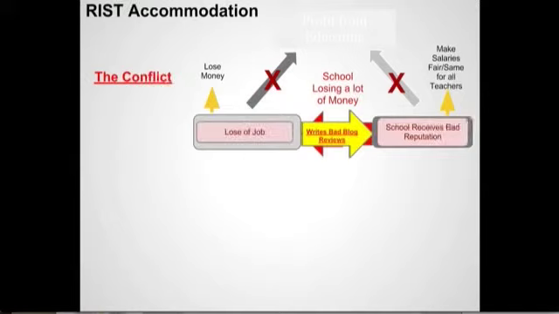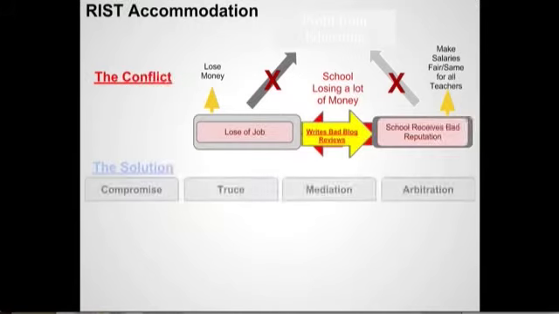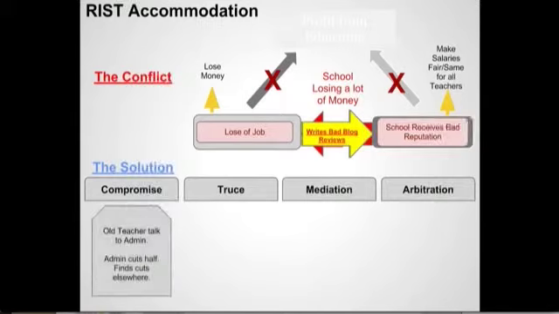Let's look at what would happen if we had accommodation. The solution would be compromise, truce, mediation, or arbitration. Compromise: the old teachers can talk to the administrators directly instead of sending out emails, and admin could decide to cut only parts of the teachers' salaries and also find cuts elsewhere. This would mean that the teachers keep their jobs and the school keeps its reputation.